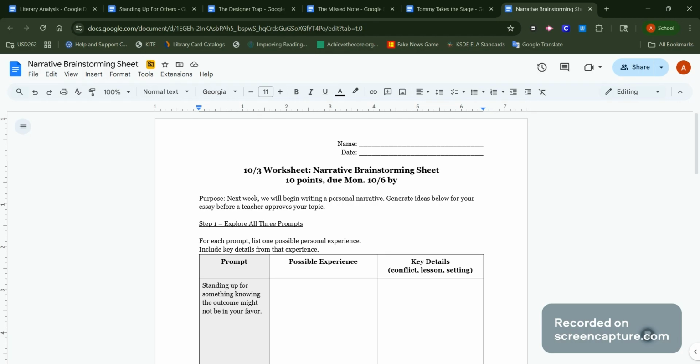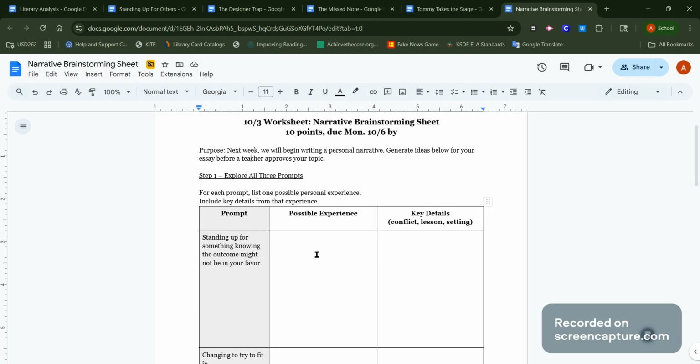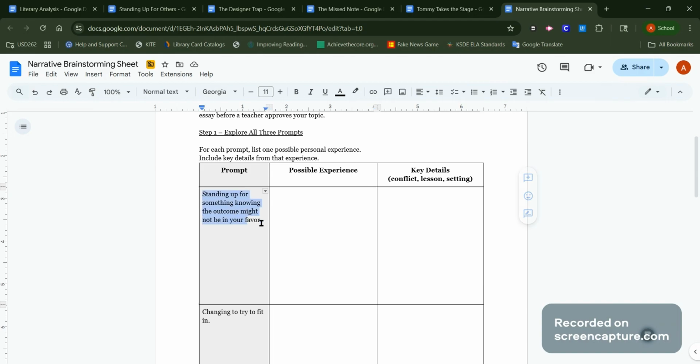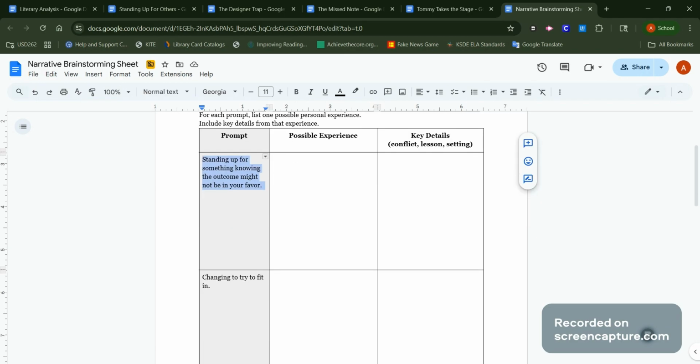Okay. So I know those are some serious, heavy things, but here are the prompts you're going to look through. You're going to pick one, and this is what your personal narrative will be about. So we want to explore and think about what is really going to come up with a good story for me. So prompt 1, standing up for something, knowing the outcome might not be in your favor. So here, just explain what that possible experience is. Just give a brief description, and then think through some key details. What was the issue? What lesson could be learned from this? What could be a possible theme? And where did it take place?